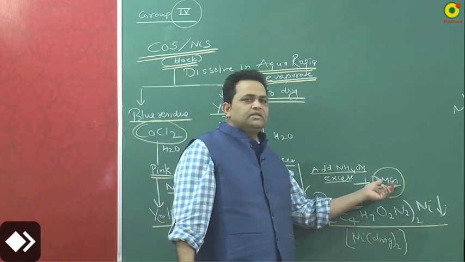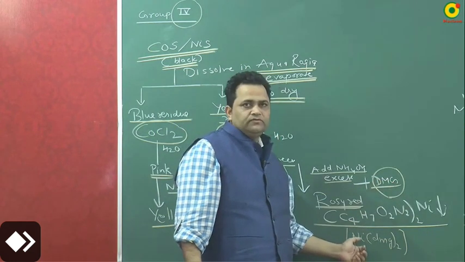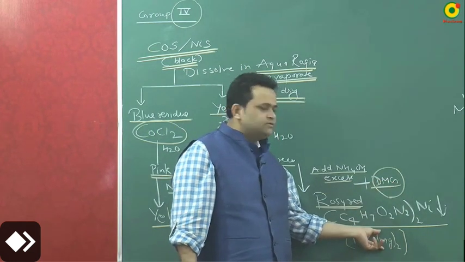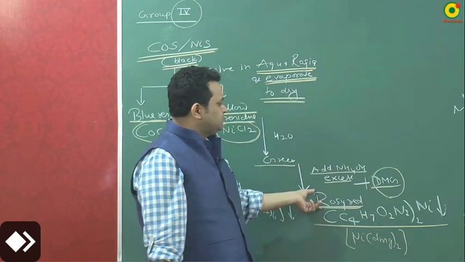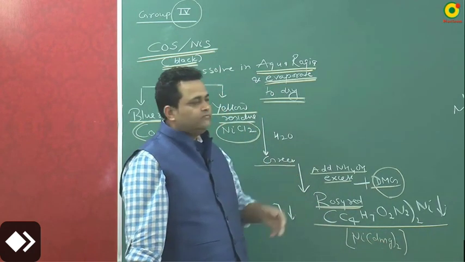DMG is acting as a ligand. It is a bidentate ligand. So the coordination number of Ni+2 is 4. So 2 bidentate ligands are present there, and a rosy red precipitate is formed. So this is the popular test of Ni+2 along with DMG.